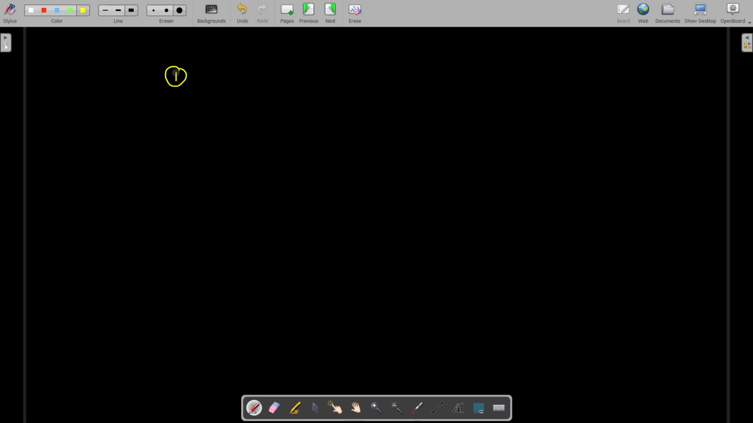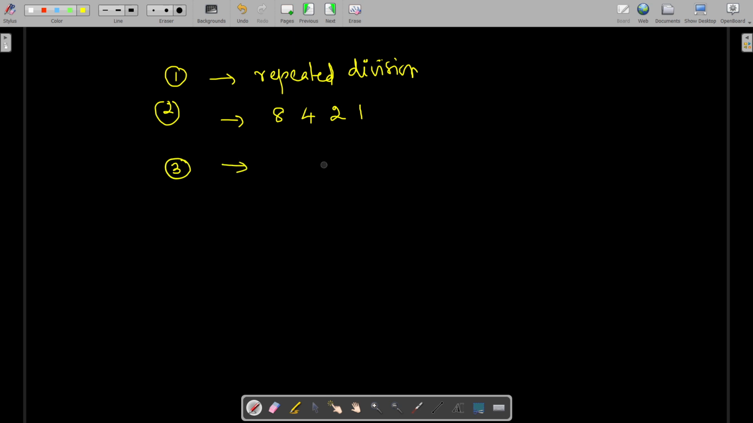The first one is repeated division. The second way is the 8421 code method, the weighted sum. And the third one is a very shortcut method that I used to tell you.